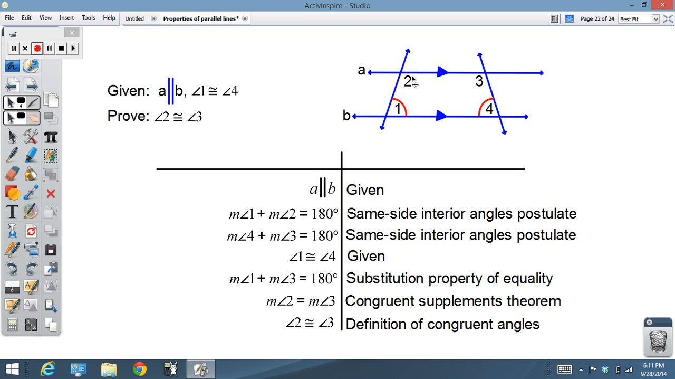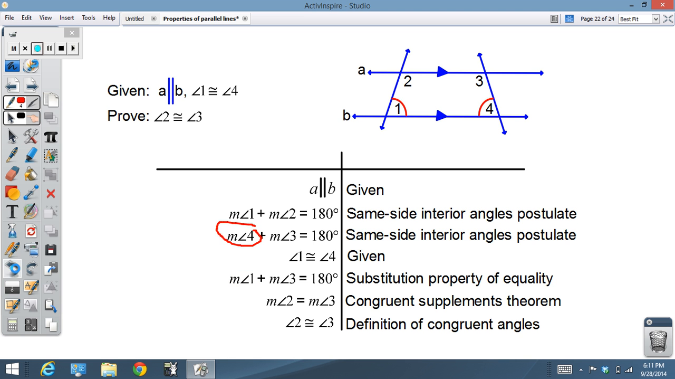Follow the proof. Start with our given. A is parallel to B. Look at our same side interior angles, which tells us 1 and 2 add up to 180. 3 and 4 add up to 180. Our second given says 1 is congruent to 4, which means that I can do a substitution and pull out, what did I do? I pulled out the 4 here and replaced it with the 1.